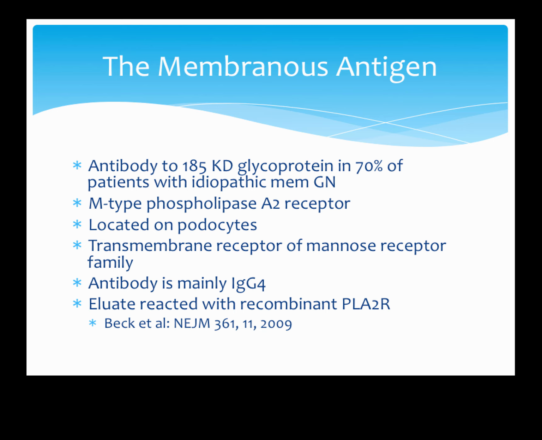Interestingly, this antibody is often just an IgG4 antibody, and to confirm the process, an eluate from patients with this type of membranous glomerulopathy will react with recombinant PLA2R, and so this now demonstrates convincingly that membranous glomerulopathy is generally truly an autoimmune process. Other types of membranous glomerulopathy are probably secondary to conditions like lupus and infections that I mentioned just a little while ago.